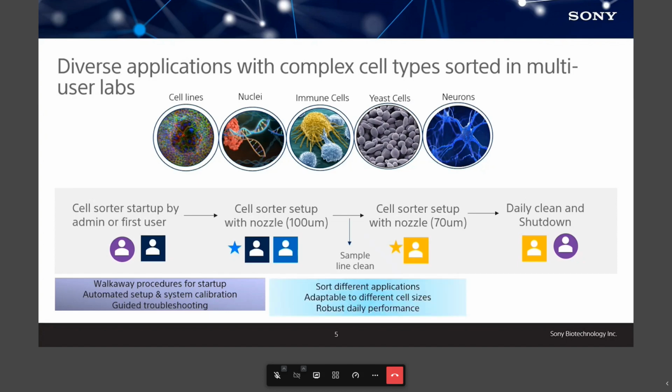The ability to sort different applications on the same instrument, right? So you can have one instrument that can run multiple things, and you can adapt it to different cell sizes. And because it's running different applications and cell sizes and you're running it daily, you want that performance to be robust. You don't have to worry about the variability day to day. And then finally, when you're cleaning and maintaining that instrument, you want some kind of guided workflow for how that's done, right? Especially in a multi-user environment, if there's not one person that's responsible for this, they may not always know what the protocol is for maintaining that type of equipment.